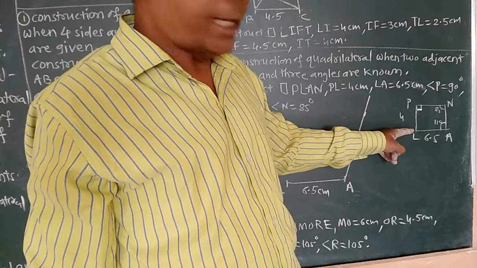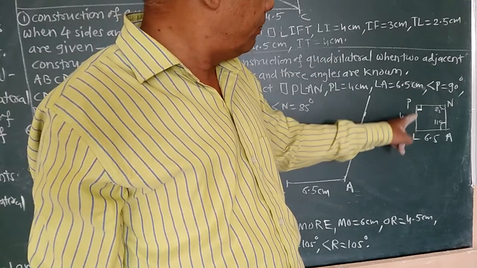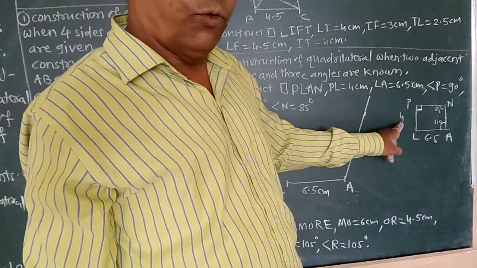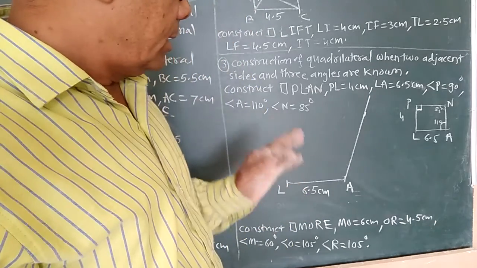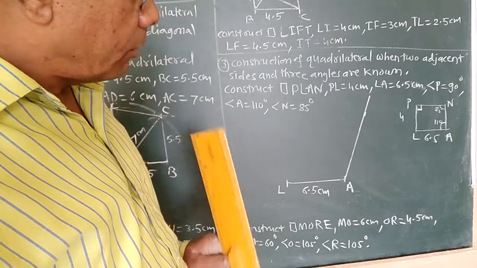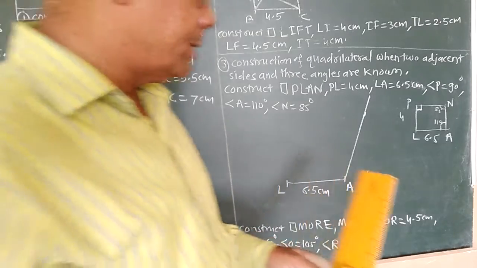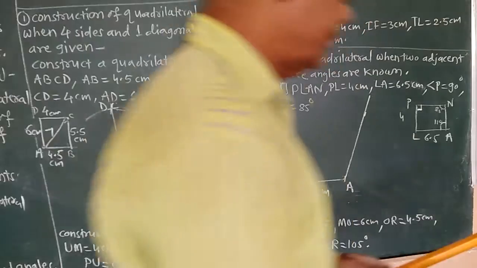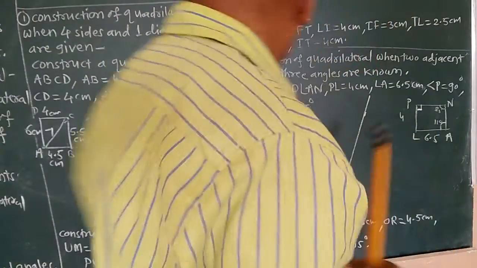Again here we have been given another side, that is LP or PL is equal to 4 centimeter. So I will draw PL, 4 centimeter in a compass. So 4 centimeter I have to draw.